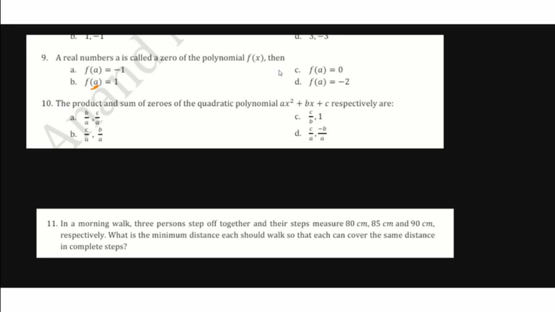A real number a is called the zero of the polynomial f of x when f of a is equal to 0. Product and sum of zeros of a quadratic polynomial. The sum of zeros of polynomial is often expressed as minus b by a, and the product of zeros of a quadratic polynomial is expressed as c by a. So it is option D.